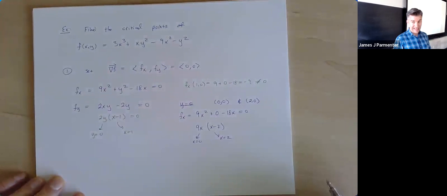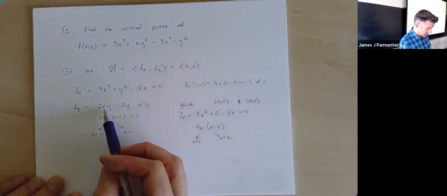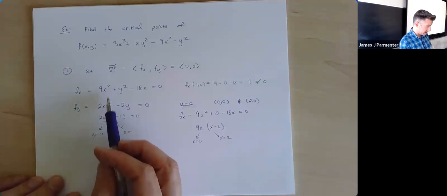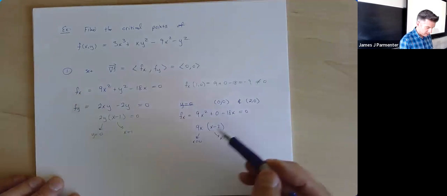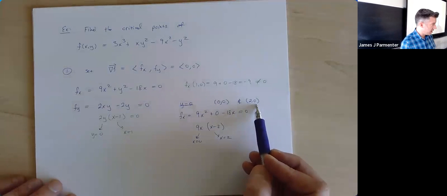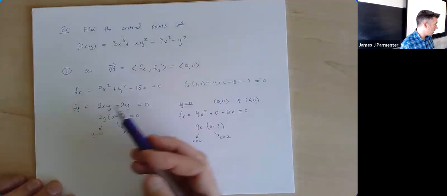We can easily see that if we plug in 0 for x and 0 for y into either equation, you'll get an answer of 0. It's a little more work to see that if you plug in 2 for x and 0 for y, you will get both equations equal to 0 as well.